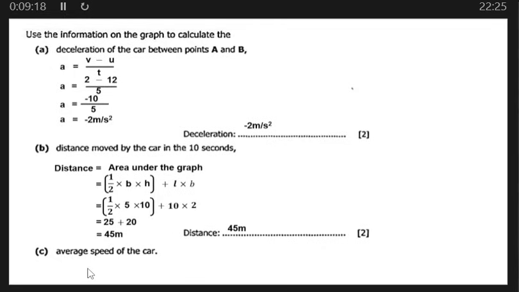Then the second question says we calculate the average speed of the car. So let's move to the next page with more space here. So the formula for calculating average speed of the car is average speed is equal to total distance covered divided by total time taken. So now we are going to say equals, we'll bring our graph here.